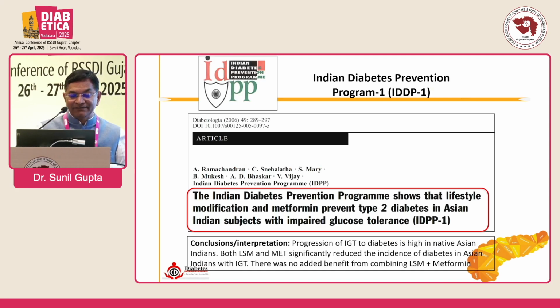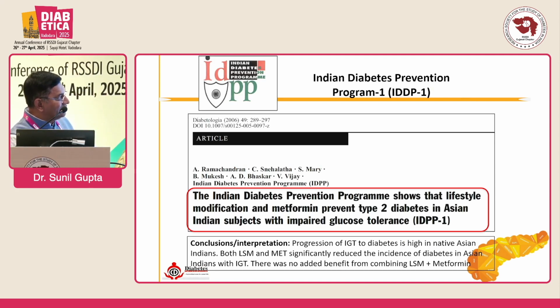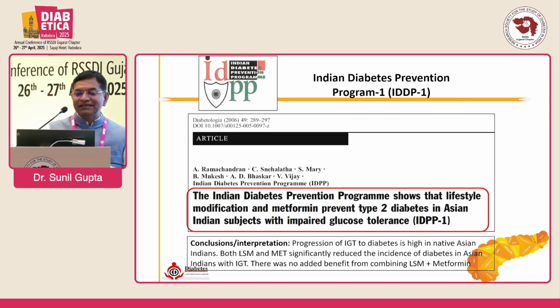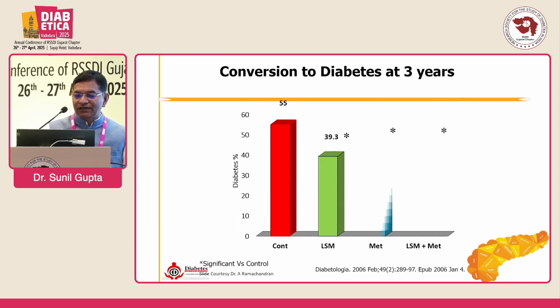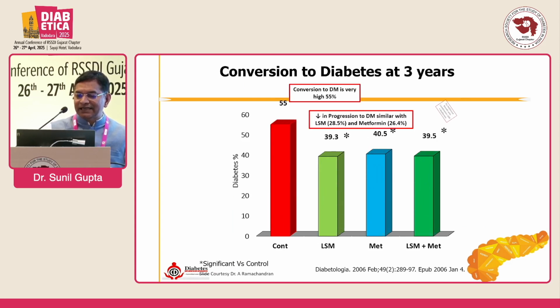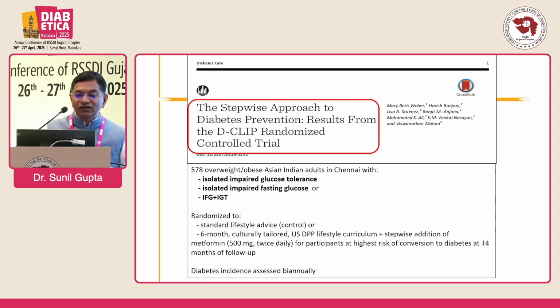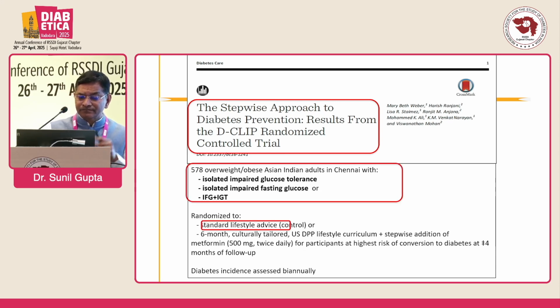So Make in India trial, we have the Indian Diabetes Prevention Program, IDPP, and they have again shown that lifestyle modification and metformin both can prevent type 2 diabetes by around 38-39%, and this is a trial from Dr. V. Mohan's group. Then you also have the D-CLIP trial. There are around 580 patients. They have IGT and IFG patients as well as IGT plus IFG patients. Both of them had lifestyle modification, and metformin 500 milligram twice was given in another arm, and let us see what is the outcome.